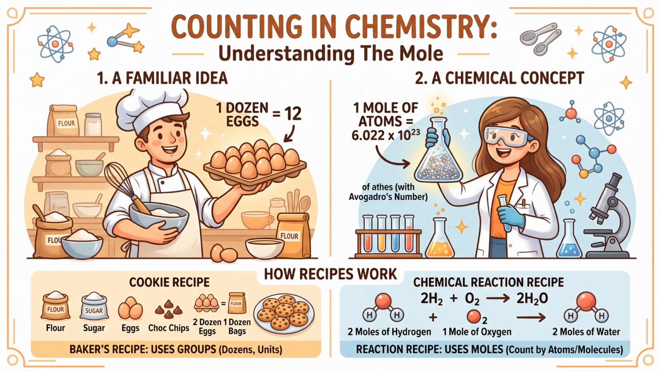2H2 + O2 → 2H2O. Instead of just saying 2 molecules of hydrogen, chemists read this recipe as 2 moles of hydrogen plus 1 mole of oxygen yields 2 moles of water. It is the exact same grouping concept as a baker using dozens of eggs.